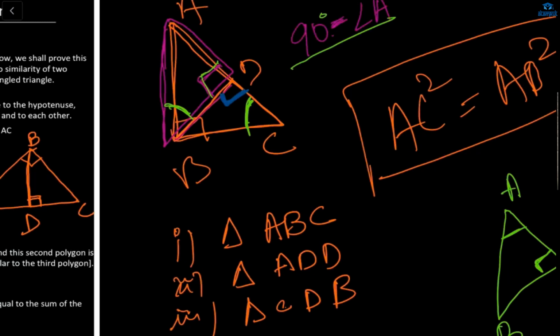Now we have to prove both the smaller triangles are similar. How can you prove both the smaller triangles are similar? Anybody?